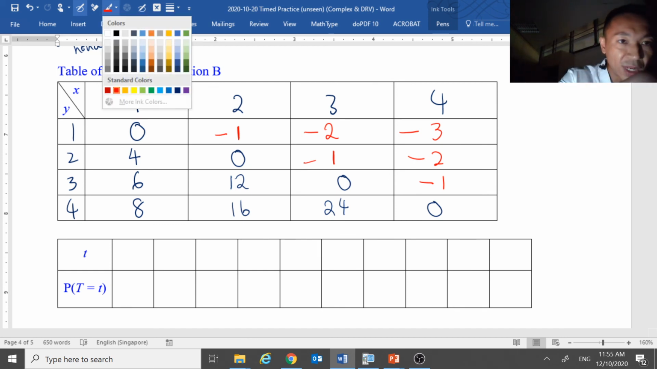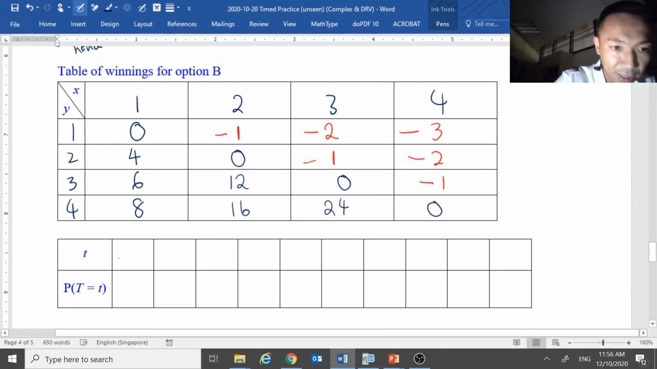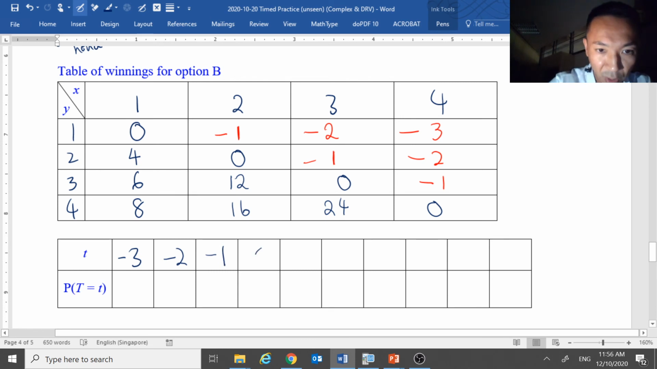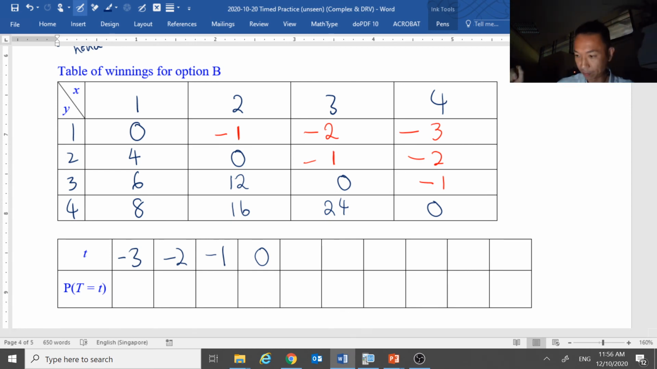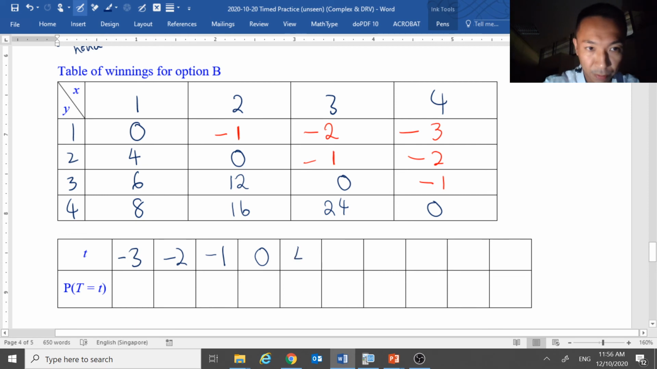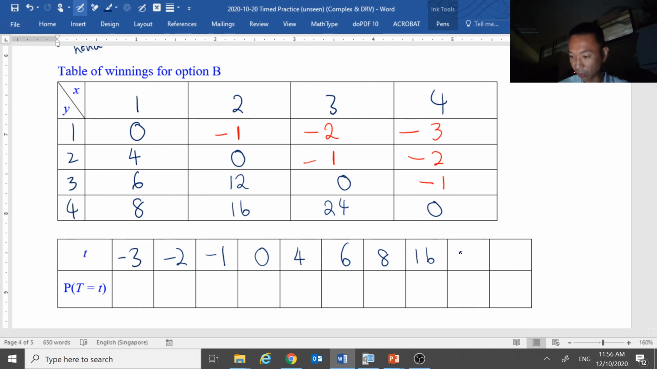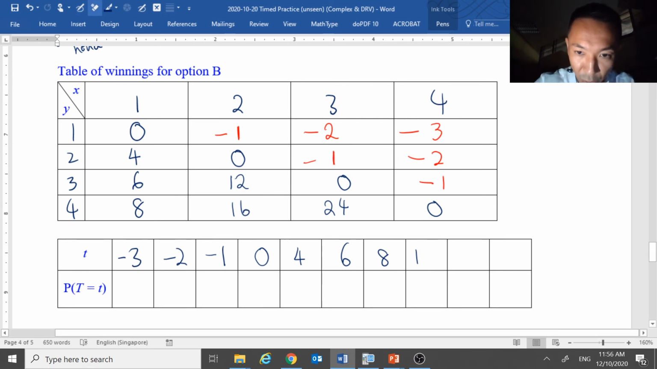He could lose $3 here like this, or he could lose $2, or you could lose $1, or you could be 0. Or he could win 4. He could win 6. He could win 8. He could win 16. Oh, sorry. I missed out 12. He could win a 12. He could win a 16. He could win a 24.